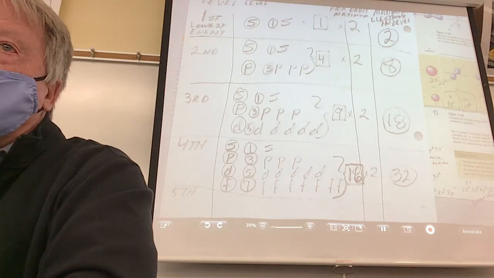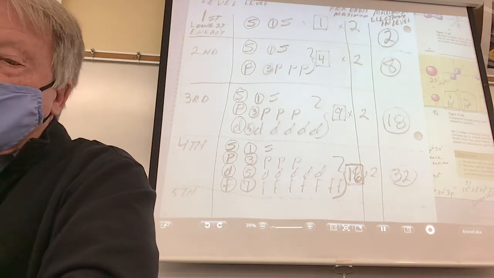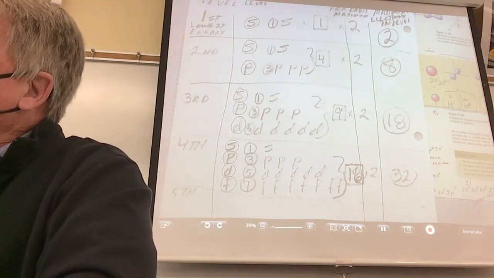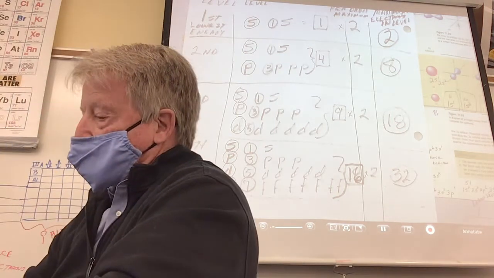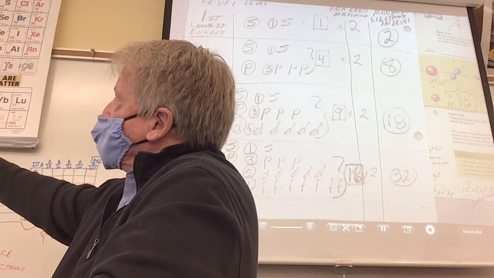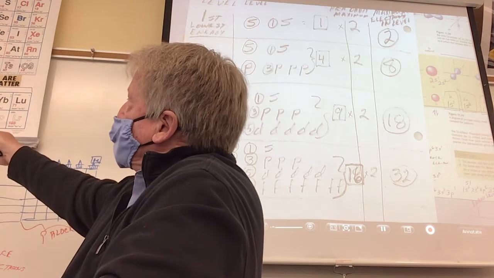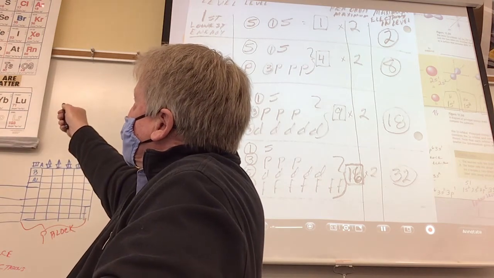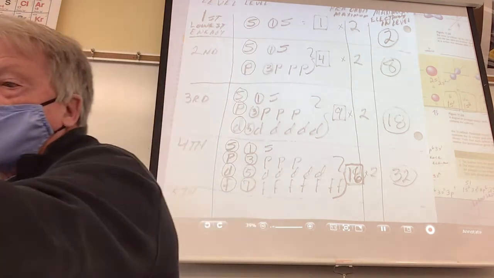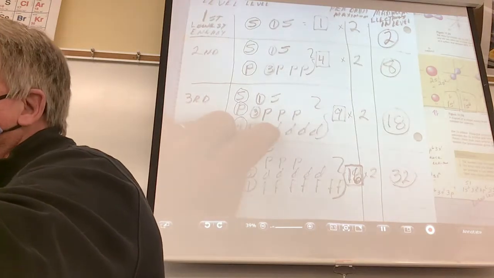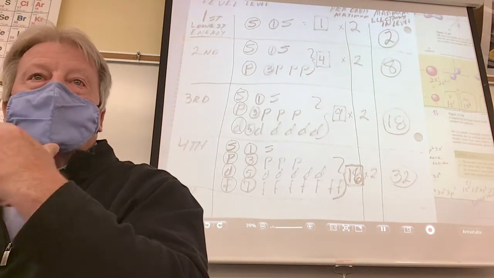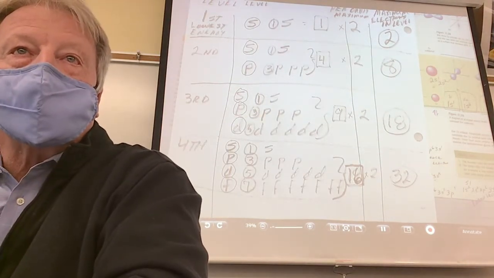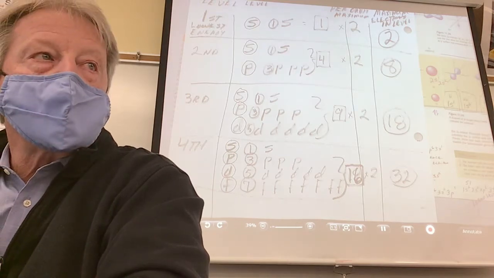Why do I only see 8? You should be able to go like this. Put 2 in the S, and put 6 in the P, and put 10 in the D. 10, 5 orbitals times 2. I'm missing 10 electrons in period number 3.